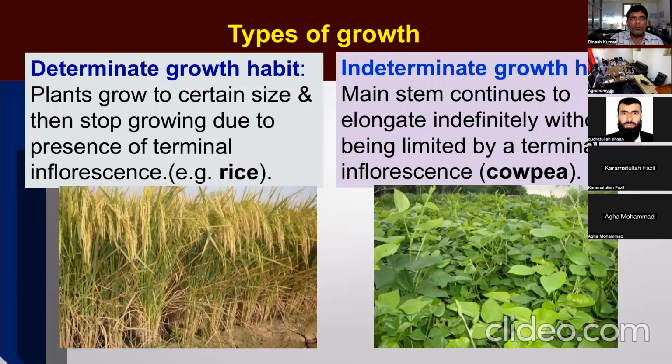Now see, growth is of two kinds. One is determinate growth habit, other is indeterminate growth habit. Friends, you are seeing on the left side, it is rice plant. On the right side, it is cowpea. I know cowpea is grown in your country.